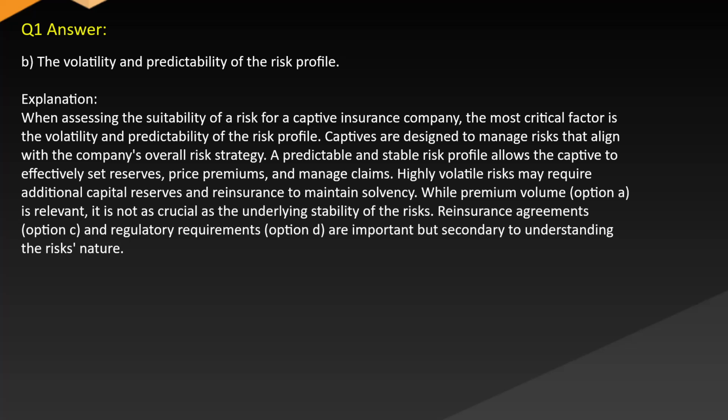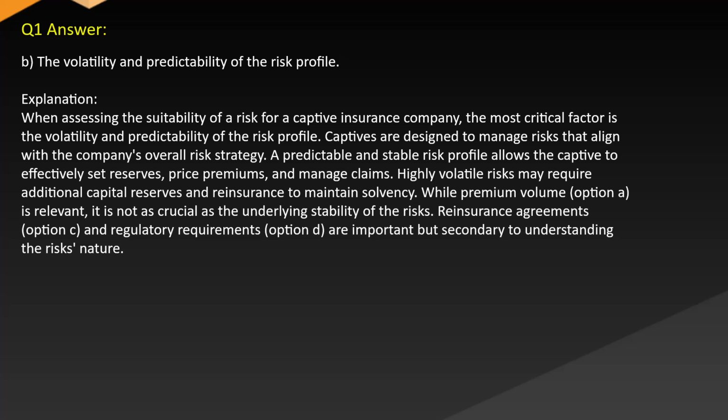Answer. B. The volatility and predictability of the risk profile. Explanation. When assessing the suitability of a risk for a captive insurance company, the most critical factor is the volatility and predictability of the risk profile. Captives are designed to manage risks that align with the company's overall risk strategy. A predictable and stable risk profile allows the captive to effectively set reserves, price premiums, and manage claims. Highly volatile risks may require additional capital reserves and reinsurance to maintain solvency.